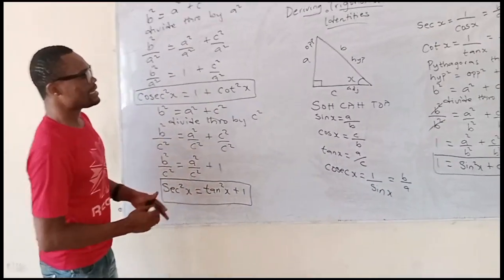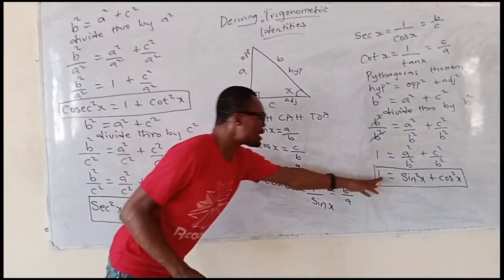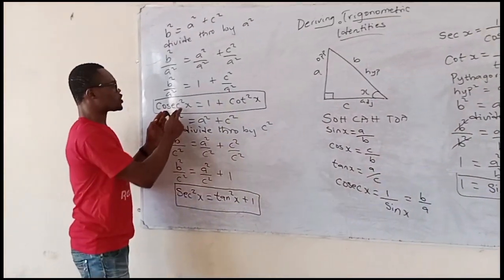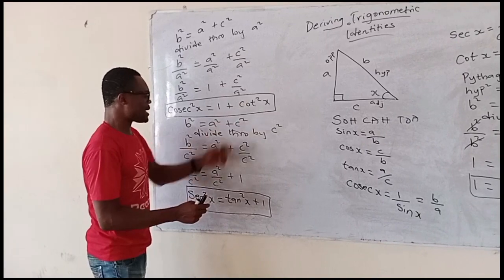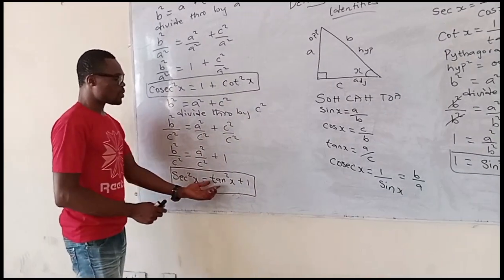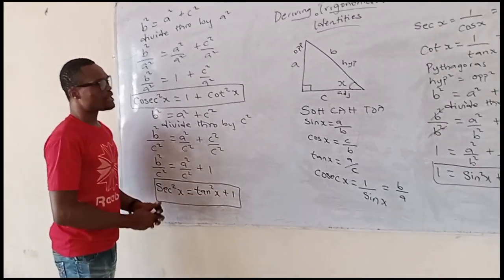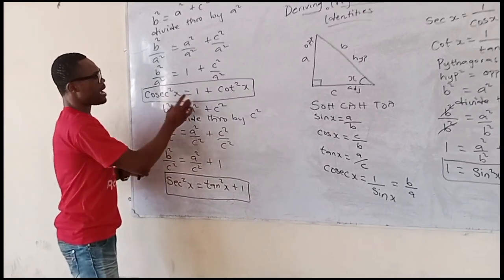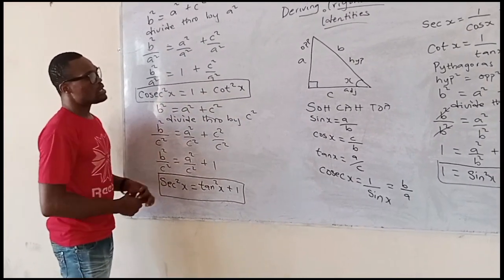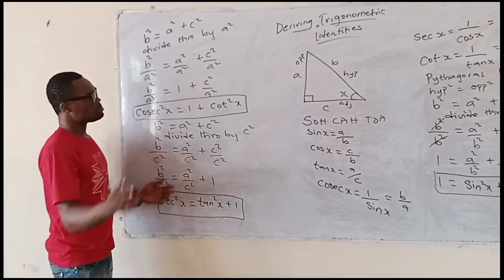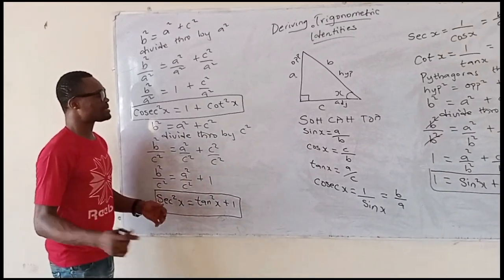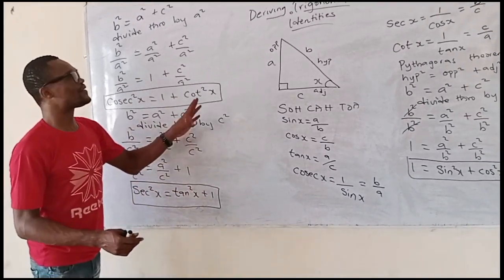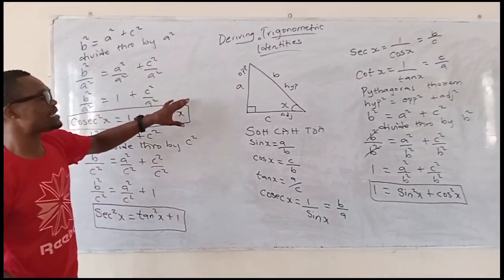So these are three major identities you've seen: 1 is equal to sin squared x plus cos squared x, cosec squared x is equal to 1 plus cot squared x, and sec squared x is equal to tan squared x plus 1. By the time we explore more examples, we will have to substitute these into so many trigonometric problems. So these are the easiest ways to derive trigonometric identities.